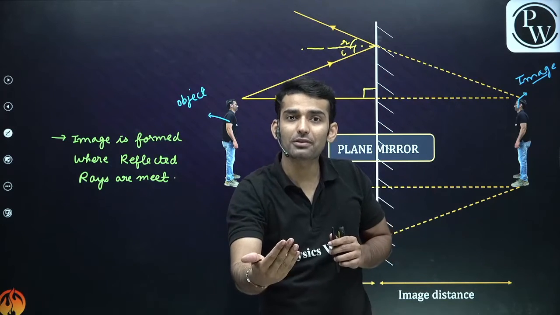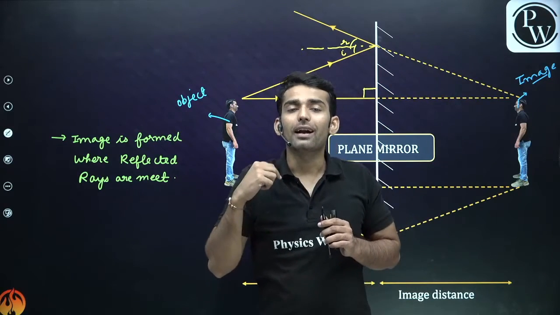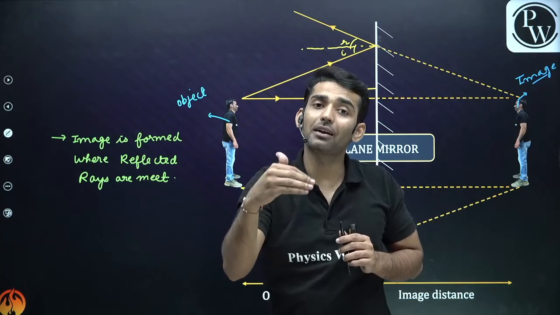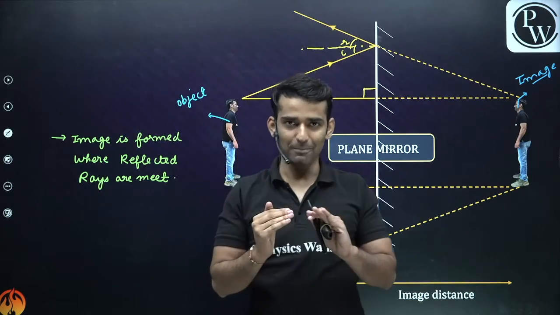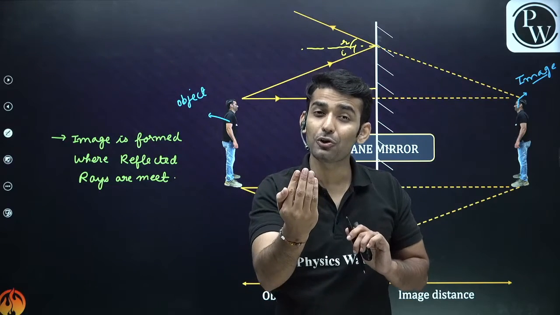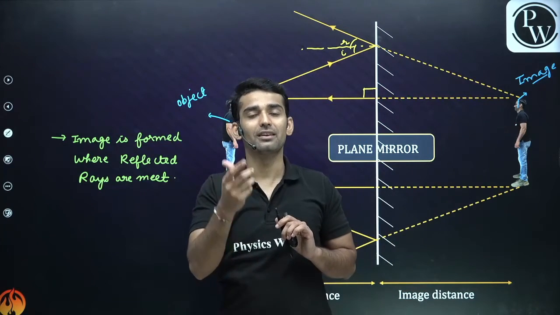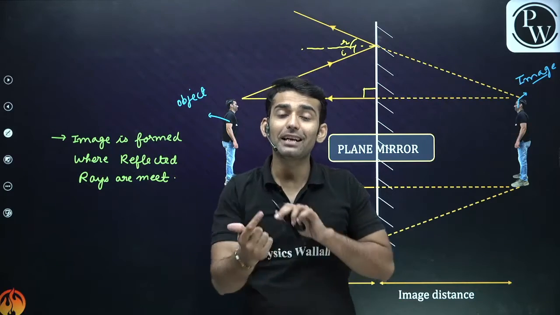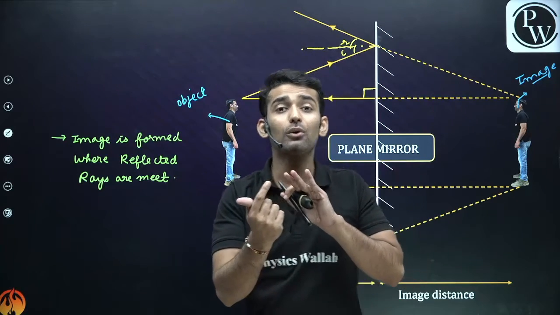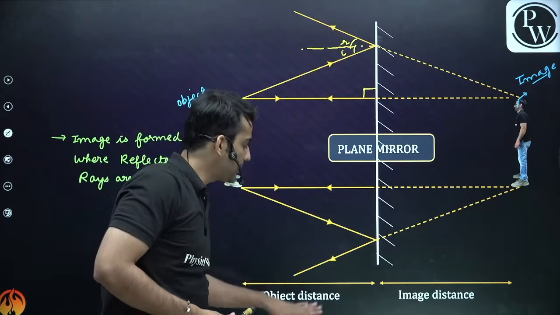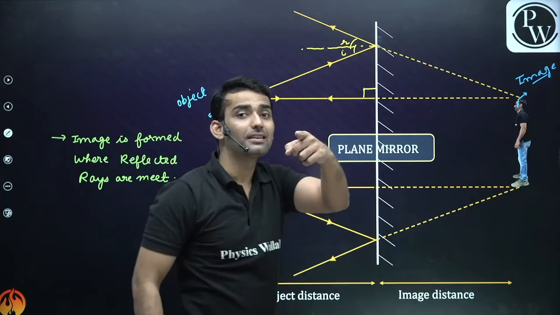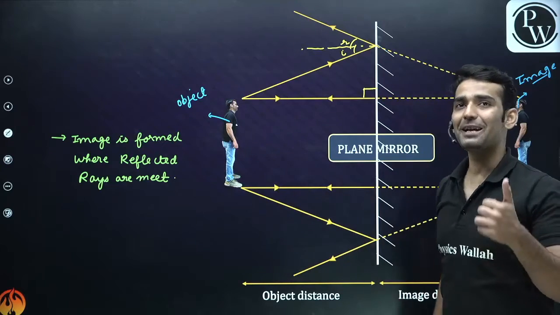If you move yourself away from the mirror, your image in the mirror will also go away from you. Or if you are moving towards the plane mirror, your image will also move towards you. Have you observed this in the mirror? So that means image and object distance are equal. They are changing equally. So this is the second characteristic: image distance and object distance are same in case of plane mirror.